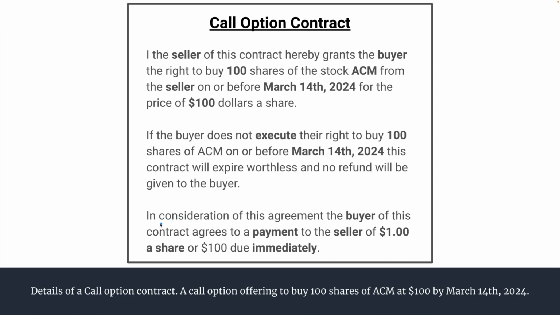And finally, the consideration. As I mentioned, the buyer pays money to the seller. This is the reason the seller is willing to take the risk to issue this contract: they want to receive something called premium. This is the money they receive from the buyer in order to have this contract. So in this case, the buyer paid $1 per share, or $100, due immediately when they bought this contract.